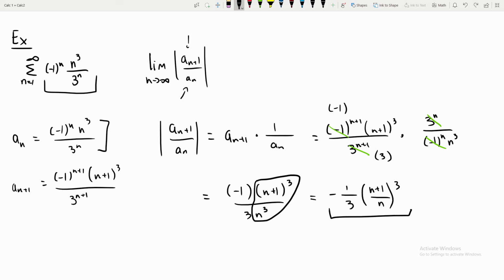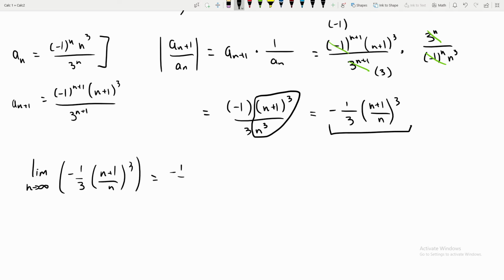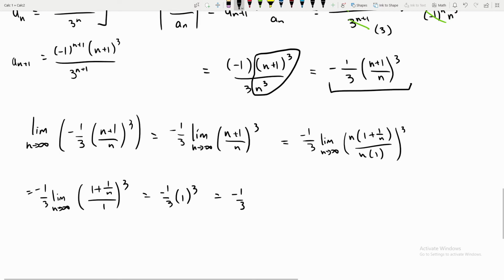Now what we said we were going to do in the beginning was take the limit as n approaches infinity of this term. So let's take the limit as n approaches infinity of this term right here. And obviously we can bring minus 1 over 3 out of this limit because it's not dependent on n. So there we go. I have solved this limit and found that the L value, the value of the limit, is going to be minus 1/3.